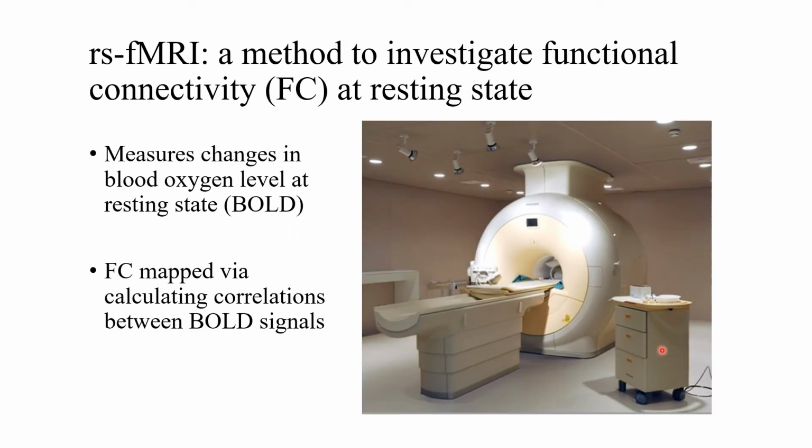A method commonly used to measure functional connectivity is fMRI. It measures brain activity via detecting changes associated with blood flow and oxygenation levels, and these changes are reflected in the BOLD signals. So resting state fMRI or RS-fMRI is one kind of fMRI that measures participants' BOLD signal at resting state. So that's when you are awake but not doing any task. And functional connectivity can be obtained via analyzing the correlation of this BOLD signal between different brain regions.